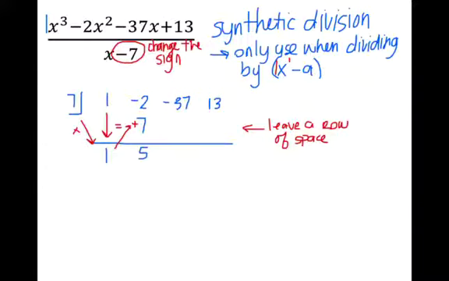And then I repeat the process. 7 times 5 is 35. Add these two numbers together.